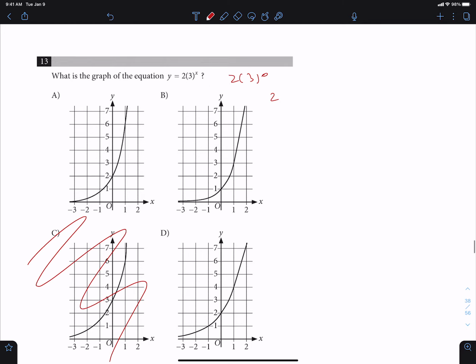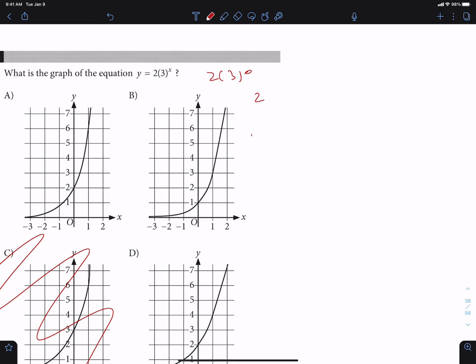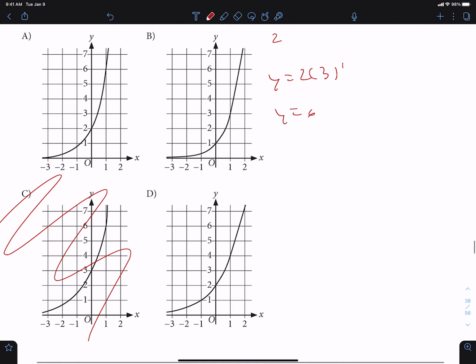Now I'm going to plug in 1 for x to see what I get. So y equals 2 times 3 to the first power, and I'm going to get y equals 6. So we know that when I plug in 1 for x, y is going to be 6, which is true for A, so the answer is going to be A, but it's not true for D. See, we get 4 here, so this is out.